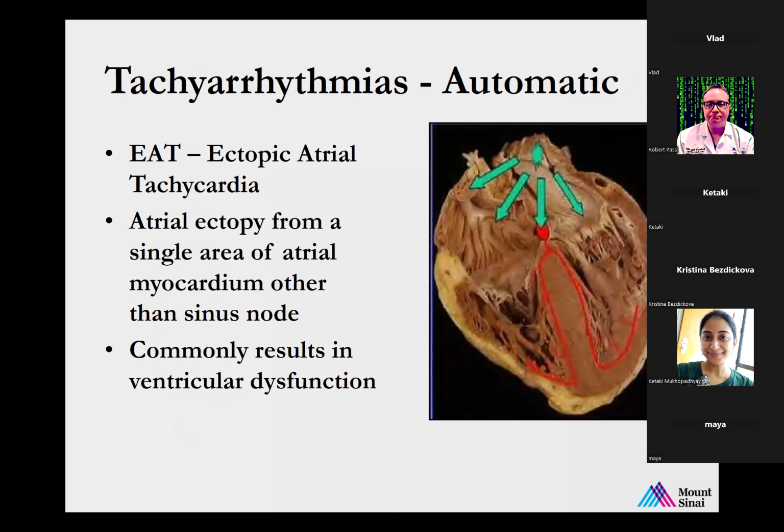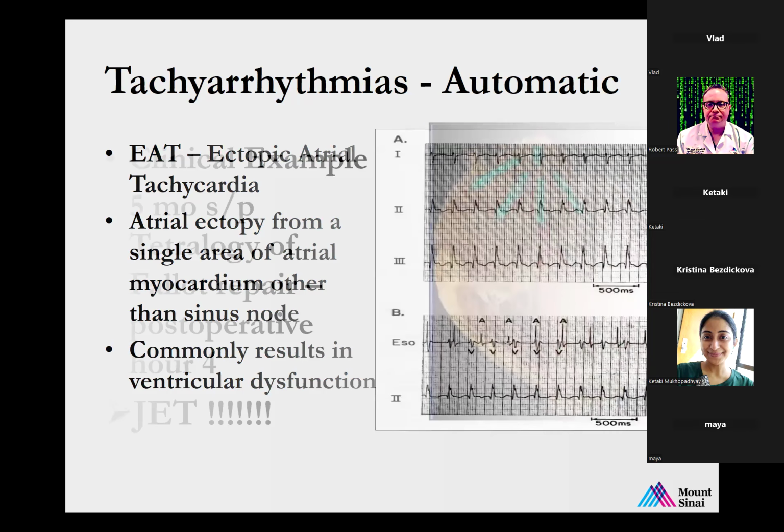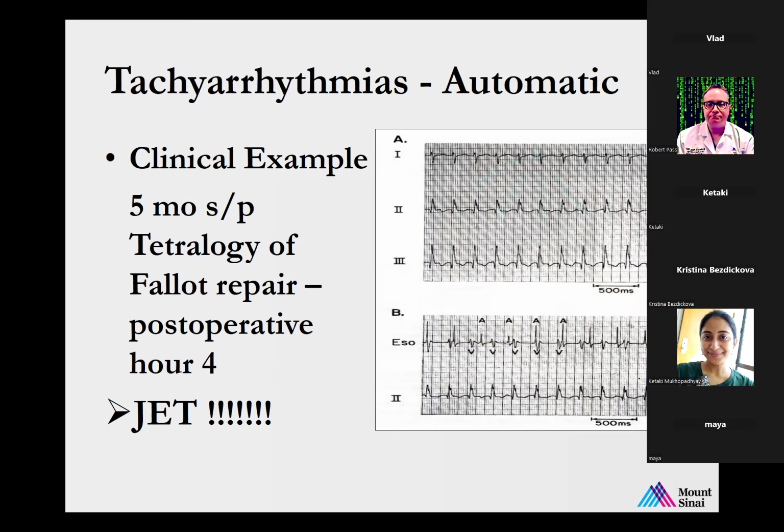Some of you may remember that I've said in the past that one of the most common animal models of heart failure, used to study many different agents and treatments, is to just pace a dog's or an animal's heart very rapidly for 24 to 48 hours, and it will routinely result in very severe ventricular dysfunction. And in a sense, EAT is the same thing. You have an area that's beating at a rate faster than sinus, and over time that can result in severe ventricular dysfunction. Another example of EAT, of an automatic arrhythmia, is this example of JET.